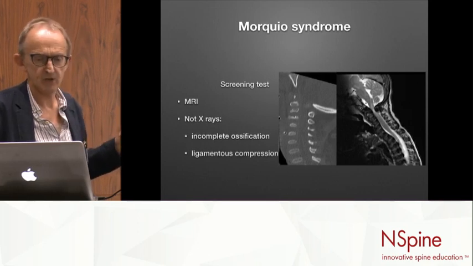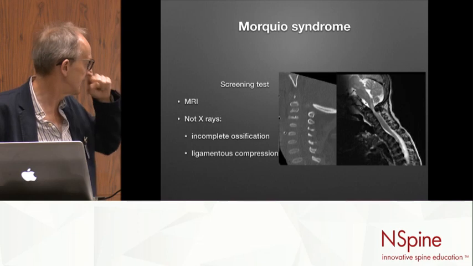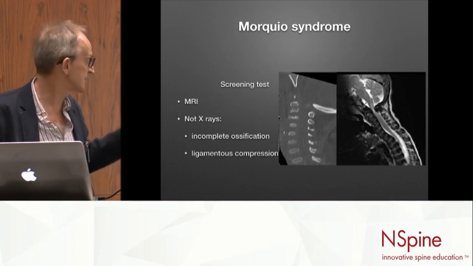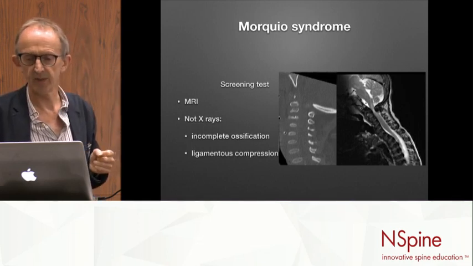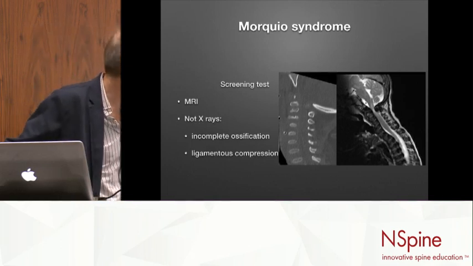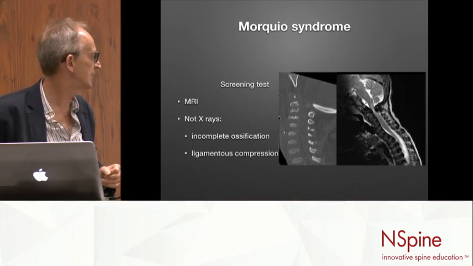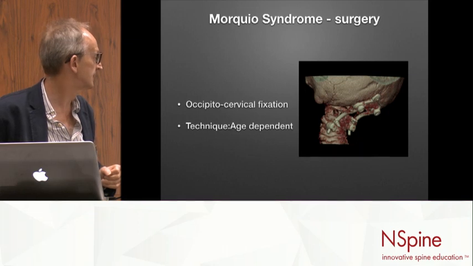Interpreting X-rays, flexion extension X-rays in the young Morquio child can be very difficult because the bones are so immature, often with significant ligamentous problems, which clearly you won't identify on the CT or on the X-rays, but clearly on MR you can see that combination of ligamentous and bony thickening causing a significant signal change within the spinal cord.